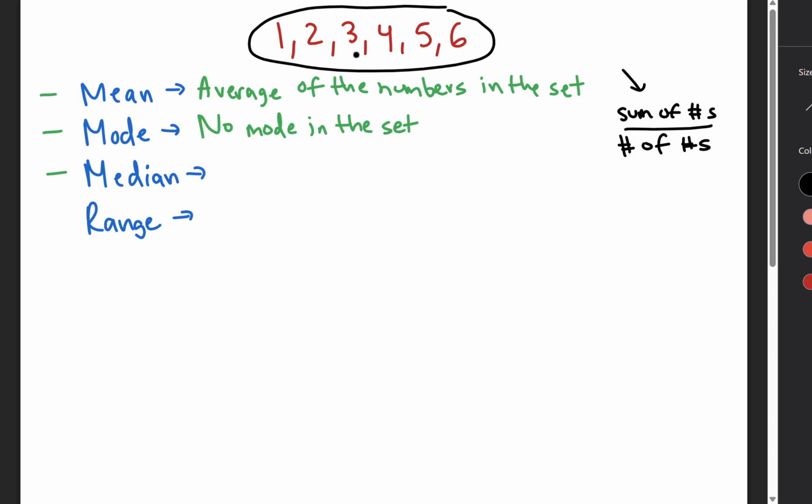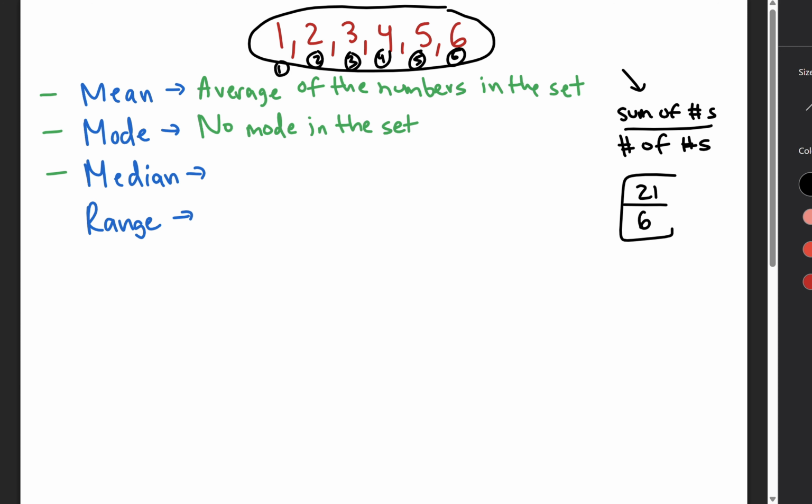So the sum over here would be 1 plus 2, which is 3, plus 3 is 6, plus 4 is 10, plus 5 is 15, and plus 6 is 21. So that is the sum of the numbers. Now let's count the number of numbers we have. 1, 2, 3, 4, 5, 6. So we have 6 numbers in this set.